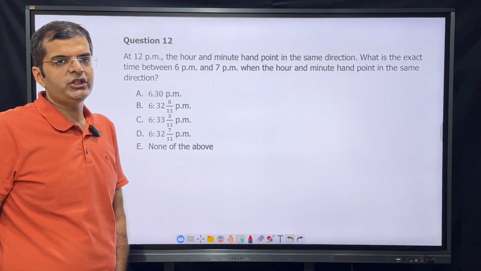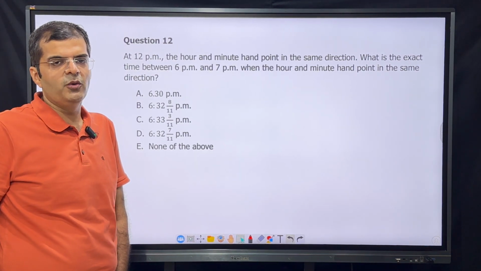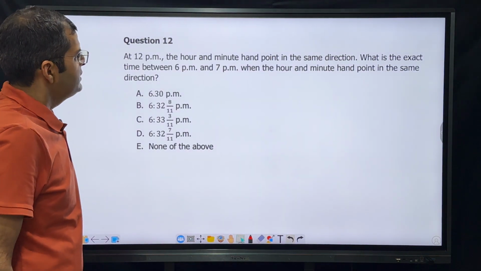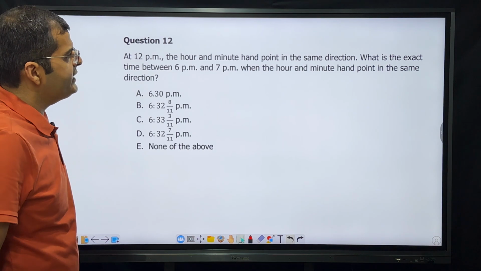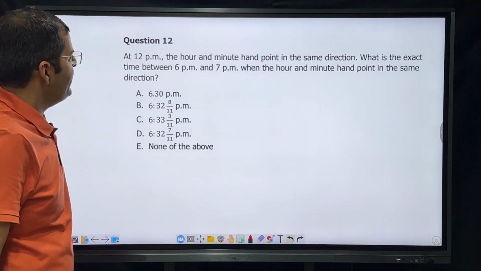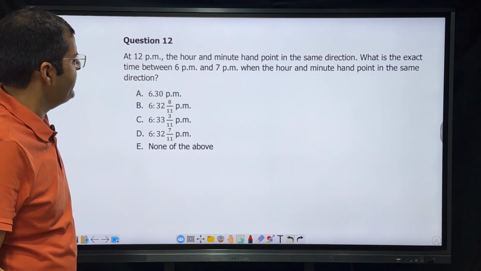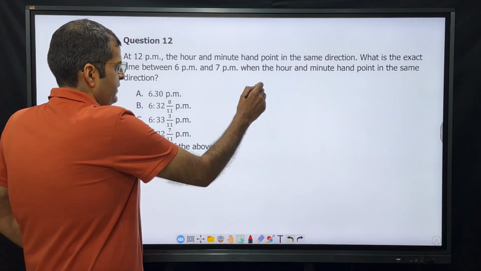So this is the 12th question of the grade 6 exam for SASMO held in the year 2019. The question says at 12 p.m. the hour and minute hand point in the same direction. What is the exact time between 6 and 7 p.m. when the hour and minute hand point in the same direction? Okay.